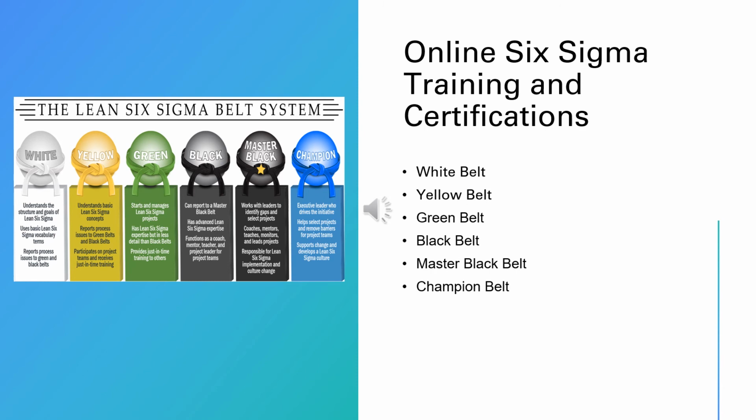Now, I'm sure that your next question is, how do I start the Six Sigma training? Well, there are different trainings that you can do. There are 6 different steps. We have the white belt, the yellow belt, the green belt, the black belt, the master black belt, and the champion belt.